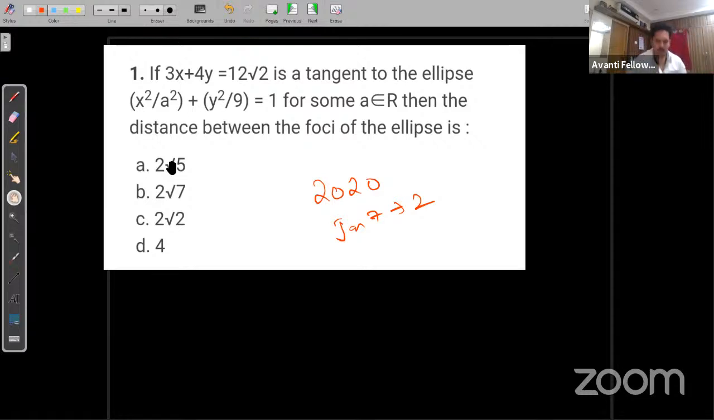It is, exactly, it is not a formula. What is the thing? What is the distance between foci of the ellipse? How much is it? Come on. YouTubers, try to give me the answer. Come on, guys, try to be active. What is the distance between foci in an ellipse? Any idea? No idea?